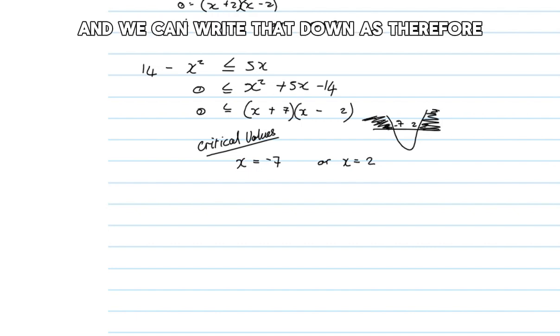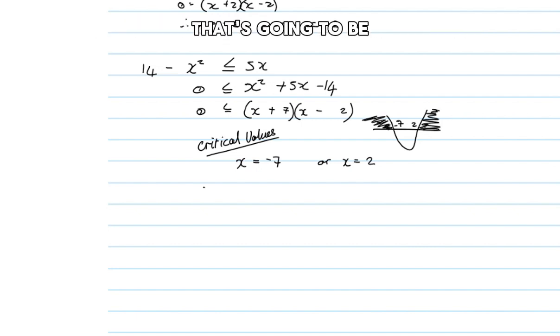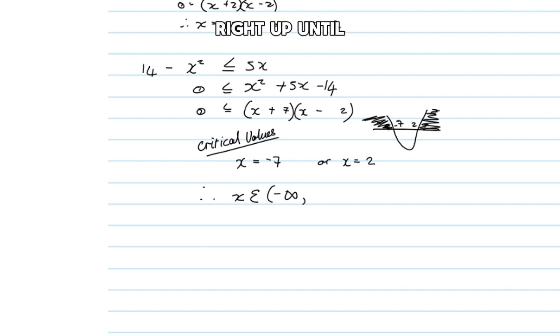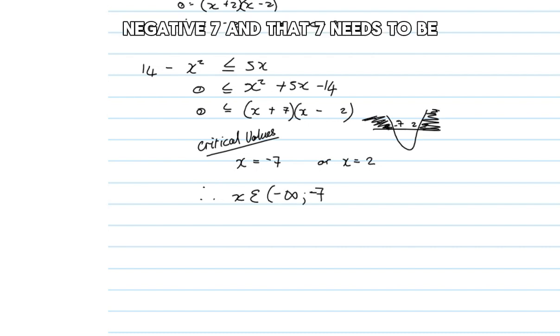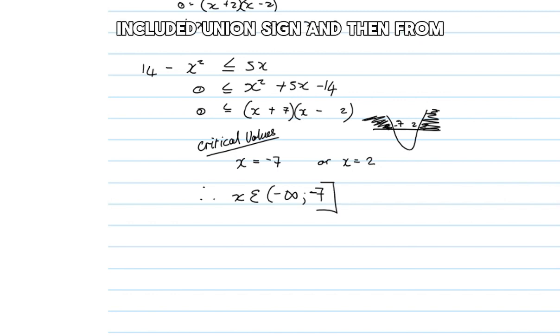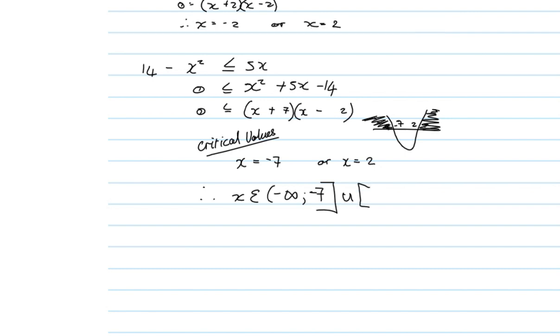And we can write that down as, therefore that's going to be x needs to be any value from negative infinity, right, up until negative 7, and that 7 needs to be included, union sign, and then from 2 until infinity. Okay.